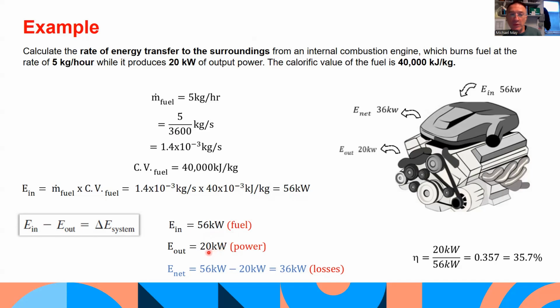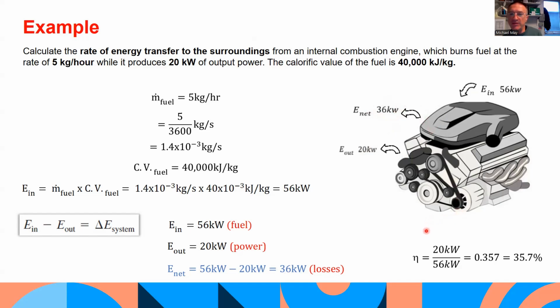We're told that we have 20 kilowatts of power coming out, and the difference between the two is the heat loss, which is 36 kilowatts. So you can see over here in the illustration, 56 kilowatts going in the form of fuel. We have 20 kilowatts going out in the form of power, and then we have 36 kilowatts, which is lost to the environment in the form of heat.